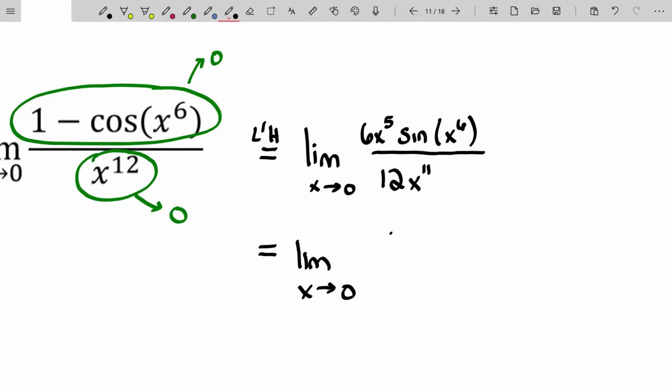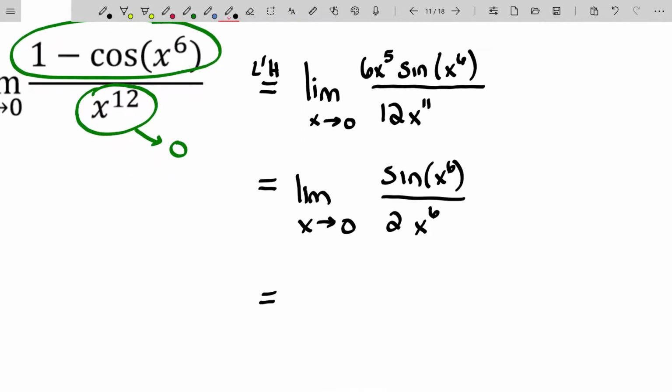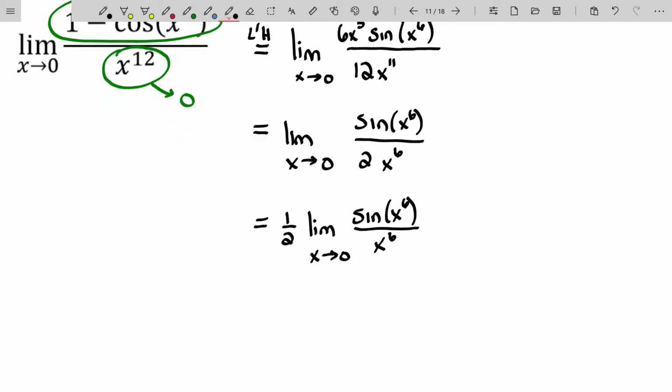So this will be the sine of x to the 6th over 2x to the 6th. All right, so I hope that makes sense so far. At this point, I'm going to showcase something. I'm going to move that 1/2 out. Now, you could totally continue using L'Hopital's rule here if you wanted to. It is absolutely doable to finish this problem using L'Hopital's rule.